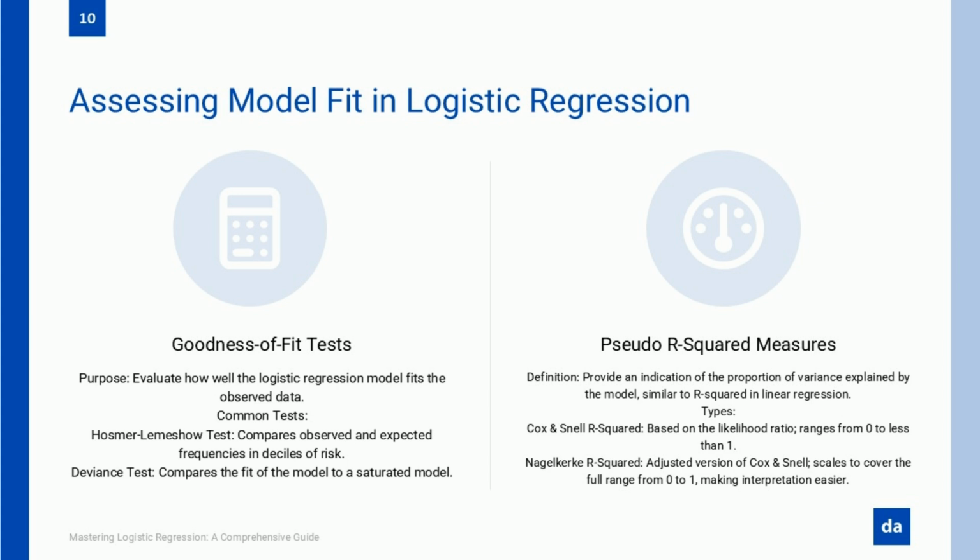At the end of the day, a good logistic regression model isn't just about fitting the data, it's about making accurate and reliable predictions. But there's one sneaky problem that can ruin everything, and it happens more often than you'd think. It's called multicollinearity, and if we don't handle it properly, it can completely distort our model's results. And that's exactly what we're going to tackle next.